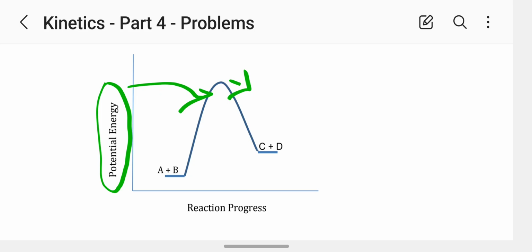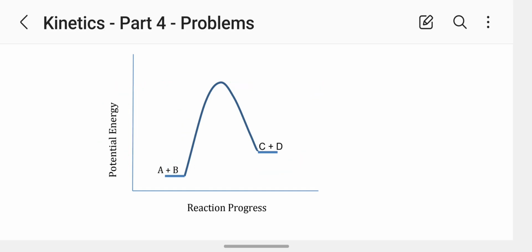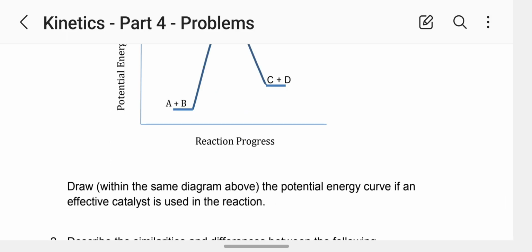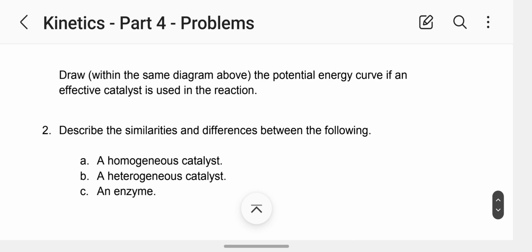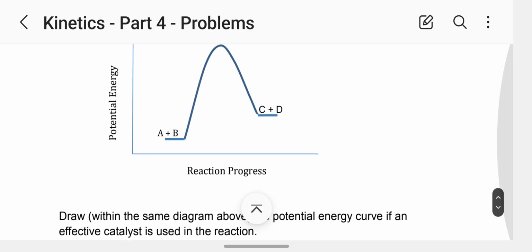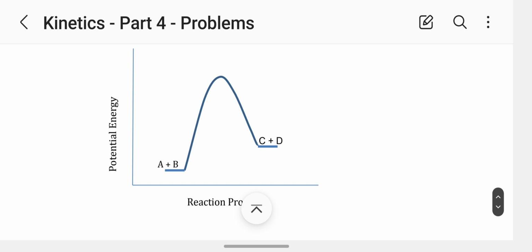because the reaction has gained a lot of stability and the products have been formed in the reaction. So we have reactants combined to form products C plus D. Alright, so the reaction here is in progress. Afterwards, draw within the same diagram the potential curve if any effective catalyst is used in the reaction. Yes, if an effective catalyst is used at this step, then the curve will be likewise.